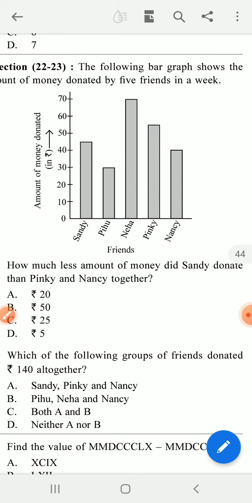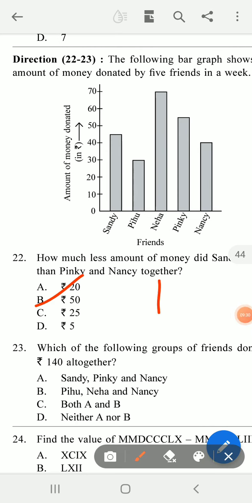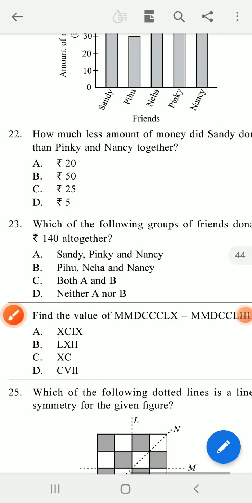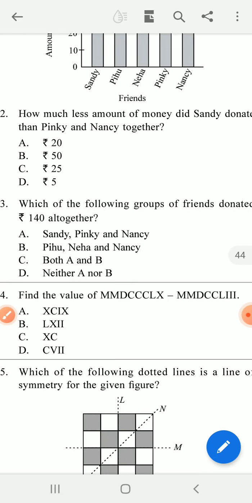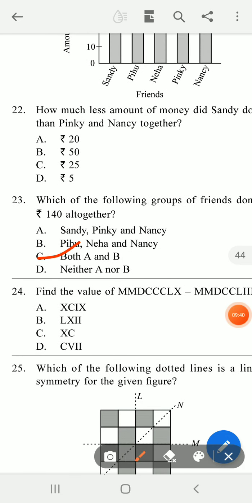How much less money did Sandy donate than Pinky and Nancy together? From the figure you see which one is the answer? 22. 22B is the answer. Which of the following groups of friends donates rupees 140 altogether? So in that case C is the answer.